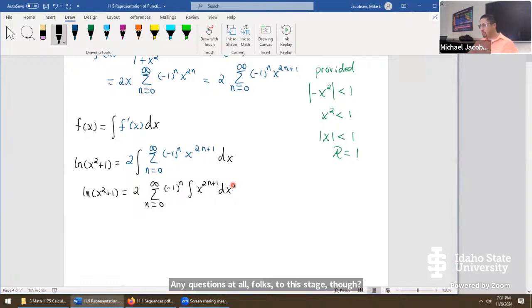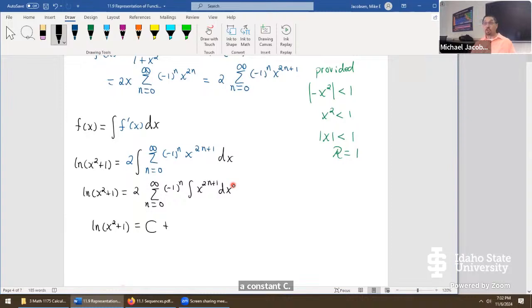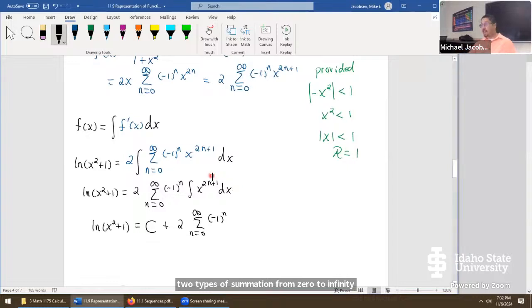Okay, let's finish it off. So we have next natural log x squared plus 1 equals a constant c. We're putting in the constant because we're finalizing our last integration. 2 times the summation from 0 to infinity, -1 to the nth power. The new exponent on x is 1 higher, so x is now to the power 2n plus 2. We divide by that new exponent, 2n plus 2. And we're almost there, folks.